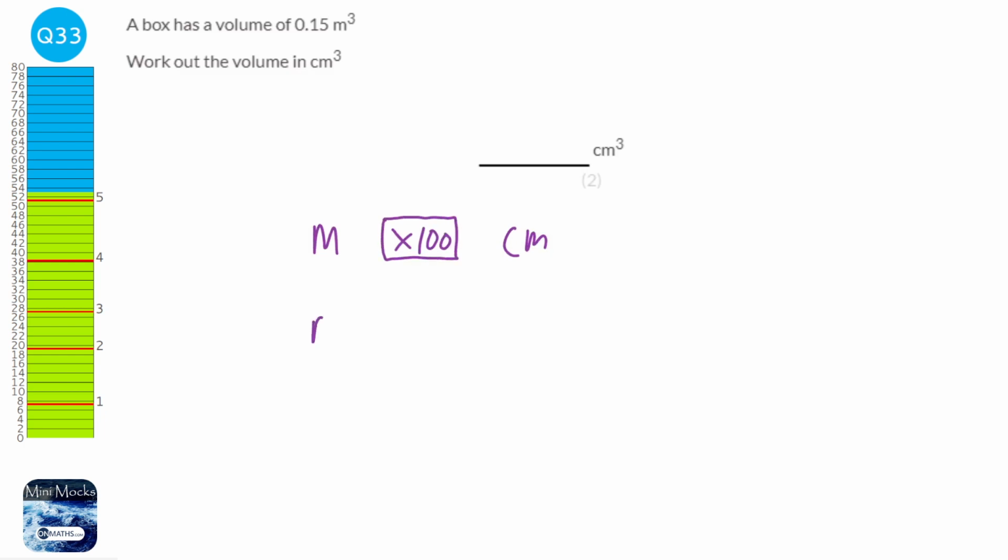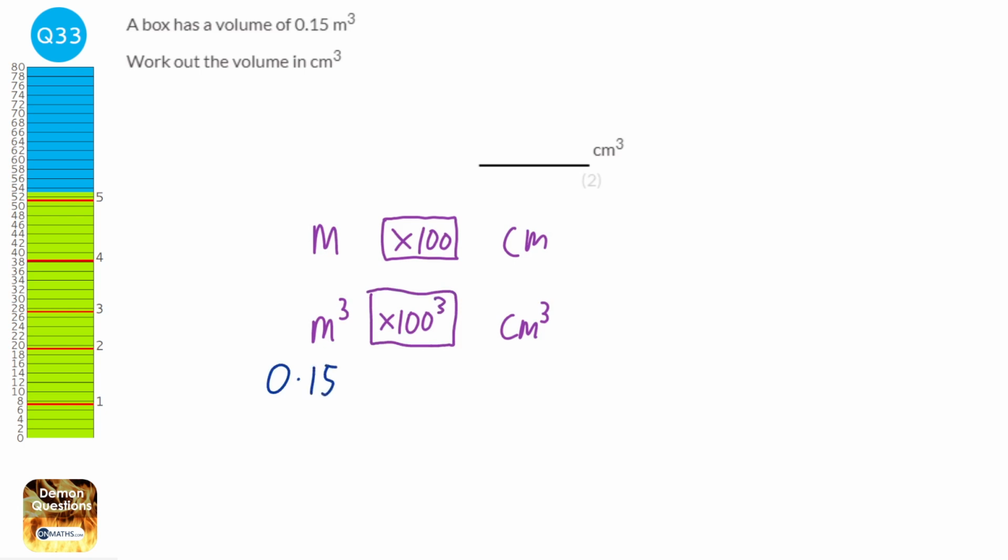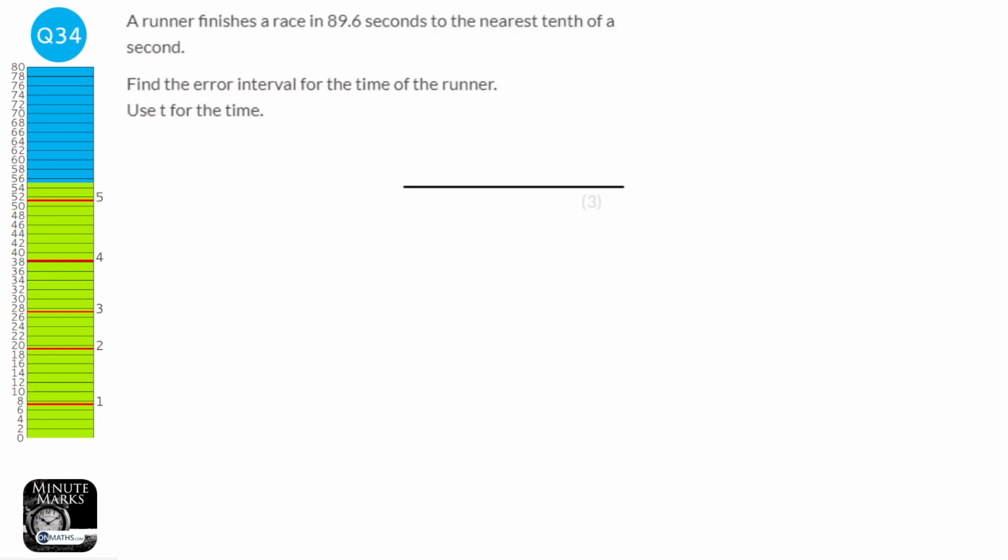But here we're asked to convert between meters cubed and centimeters cubed. So we times it by 100 per dimension. Meters cubed and centimeters cubed is volume, which is 3 dimensions. So what we do is we times it by 100 3 times, times 100, times 100, times 100, or times by 100 cubed. So we get our amount, 0.15, times it by 100 cubed, and that will give us 150,000. So our answer is 150,000 centimeters cubed.